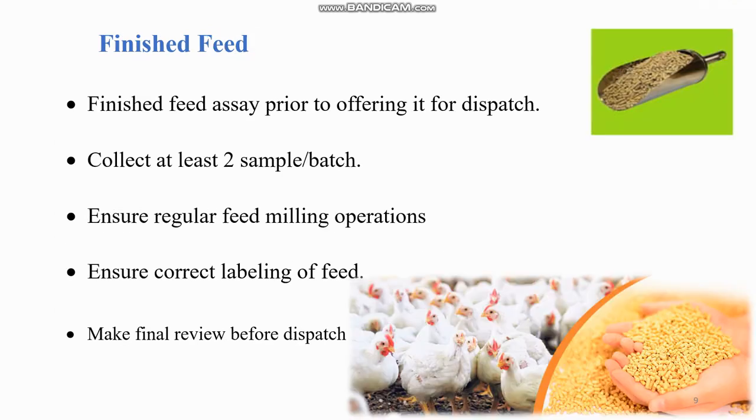So the next slide tells us: finished feed assay prior to offering it for dispatch. You must analyze your feed before dispatch, before sending it to the target place. Collect at least two samples per batch, two or three samples per batch, for lab analysis. Then ensure regular feed milling operations, ensure correct labeling of the feed, and make a final review before the dispatch.